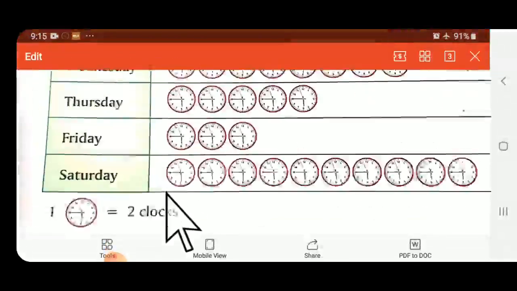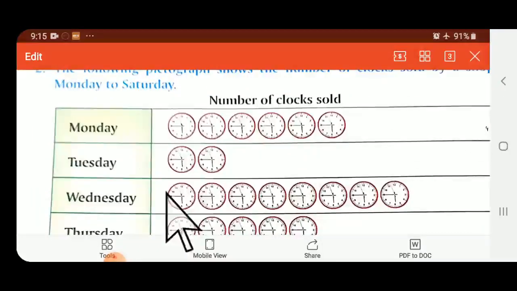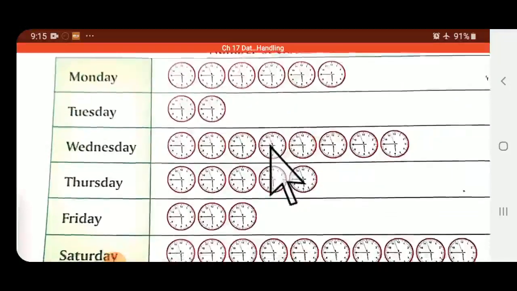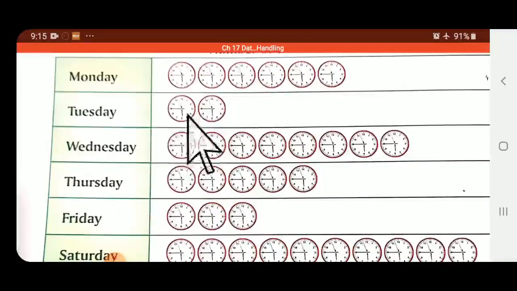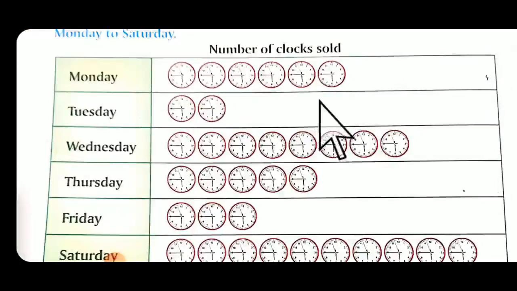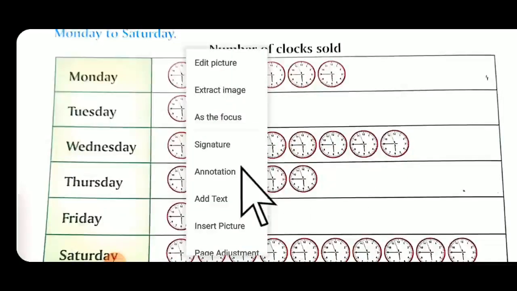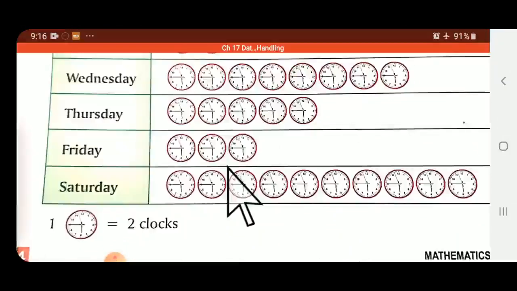So Monday, how many they have sold? 1, 2, 3, 4, 5, 6. 6 means 6 twos are 12. Why? Because 1 clock means 2 clocks they have given in the data. Then Tuesday 2, 2 into 2. Together on Tuesday they have sold 4 clocks. Then Wednesday, Thursday, Friday, Saturday.